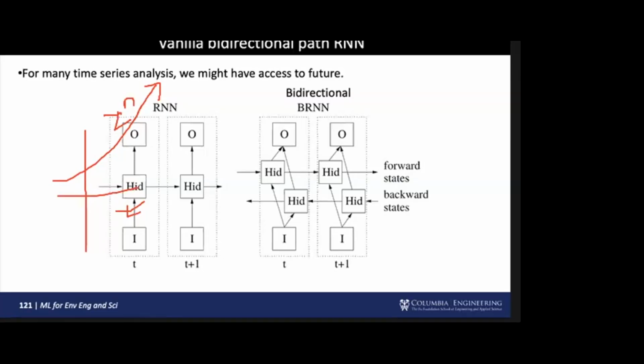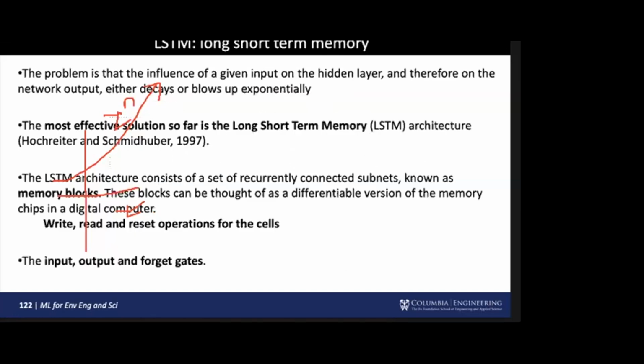As you can see in this diagram, it has two hidden layers, one for the forward state and one for the backward state. By combining information from both the past and the future, the model gets a much better understanding of the context at any specific time t. That's just a different way of representing RNN with two different hidden layers. As we discussed, standard RNN struggles because the memory decays or blows up over time.